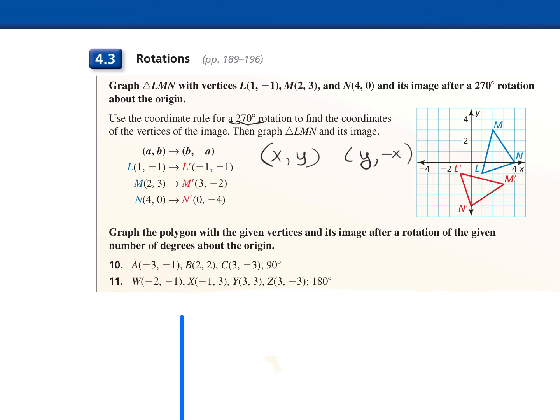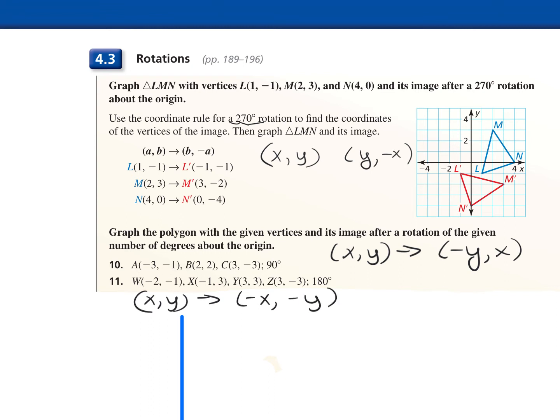For the 90-degree rotation, we're going to flip the order of the letters here. So for a 90-degree rotation, it's XY, and then we flip it and make the Y the opposite sign, and keep X the same. For the 180 rotation, it's XY originally, and then you keep it in the same order, but you make the signs opposite. So just memorize these rules for 90, 180, and 270, and be able to do a rotation as well.